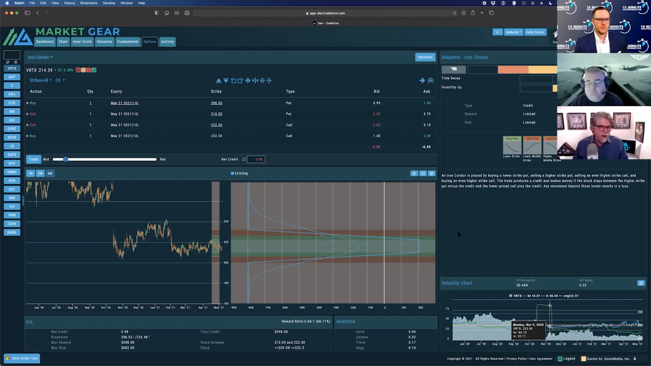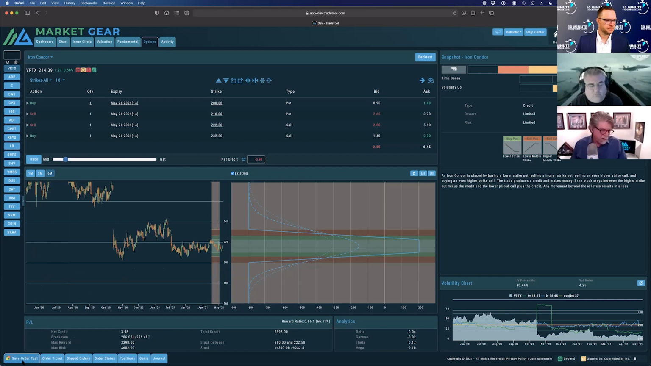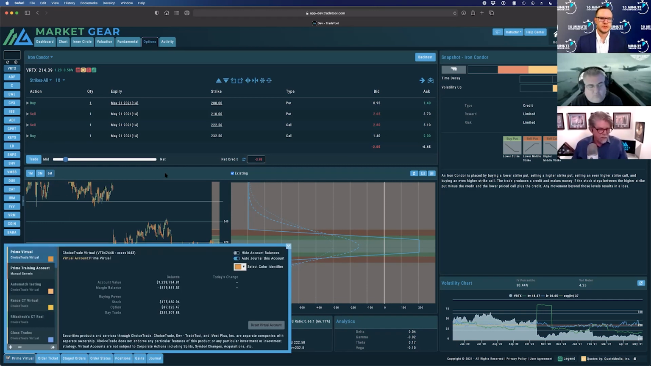Now, one of the things that's kind of cool here too, is if I hit the trade button, I can go and, actually I want to be in an account that I can actually trade. That account's a logging account. That's for if I want to log a trade.